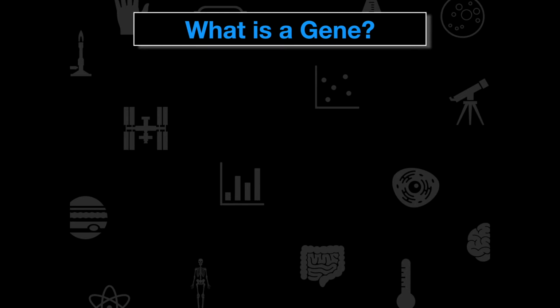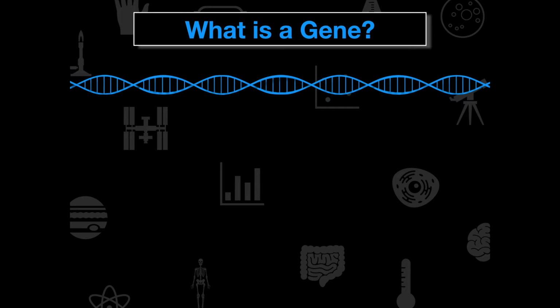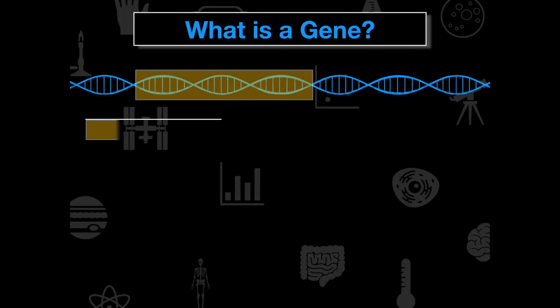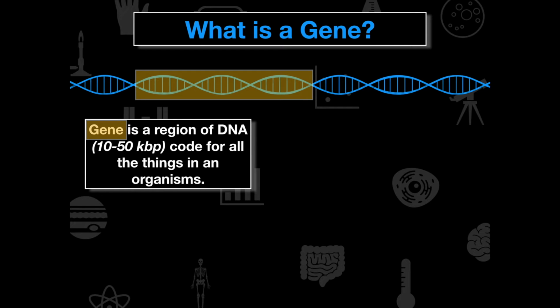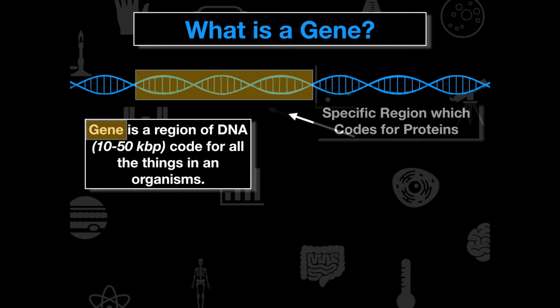So what is a gene? Let's go through and remember what a gene is based on what we've talked about. A gene is going to be a very specific segment of DNA, usually 10 to 50 kilobase pairs long, and it's going to code for a specific protein in your body.